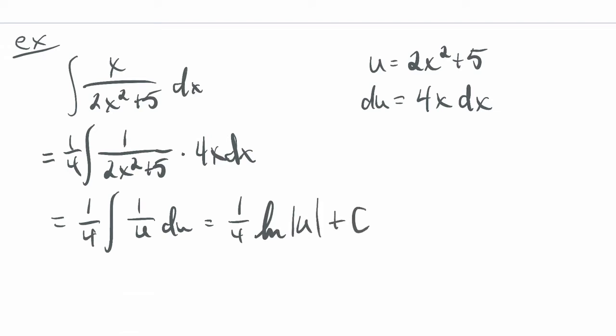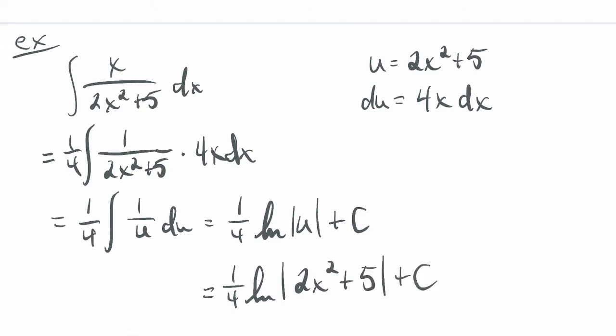Now, as before, I'm not done. u is something I made up to help solve the problem, so I have to plug 2x squared plus 5 back in. So this equals 1/4 times the natural logarithm of the absolute value of 2x squared plus 5 plus c. And there's my answer.